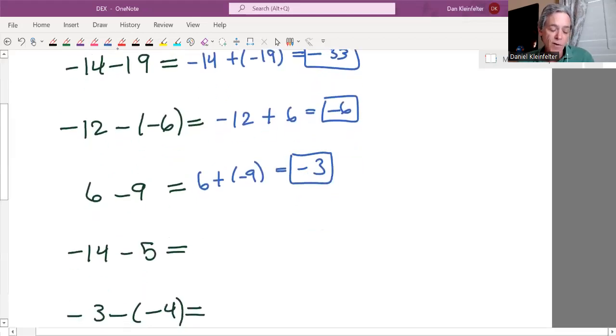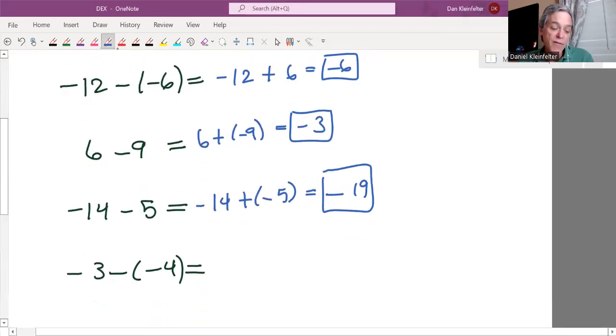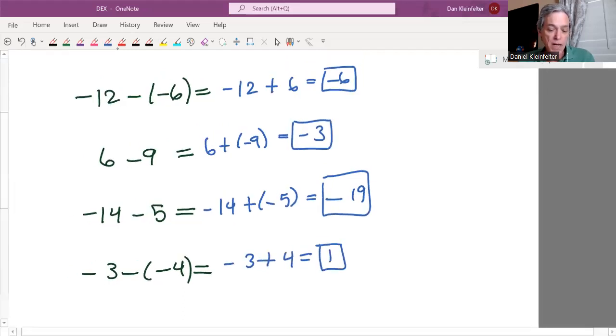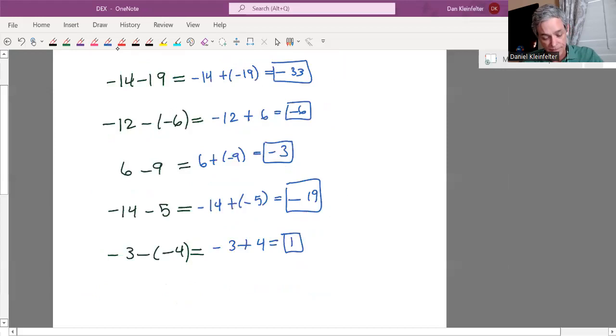And then negative 14 minus 5, that's negative 14 plus negative 5. Adding together two numbers, both of which are negative, we'll get a negative sum. And 14 plus 5 is 19. Okay. Negative 3 minus negative 4, that's the same as negative 3 plus the opposite of negative 4, which is 4. Negative 3 plus 4 is just 1. Okay, make sure in working through these, you're able to get the right answer. If you have any questions on that, let me know.